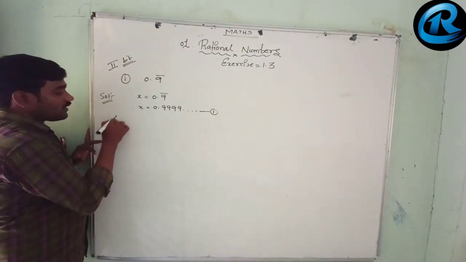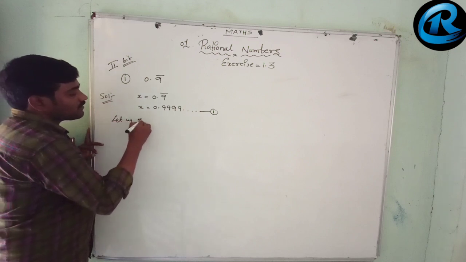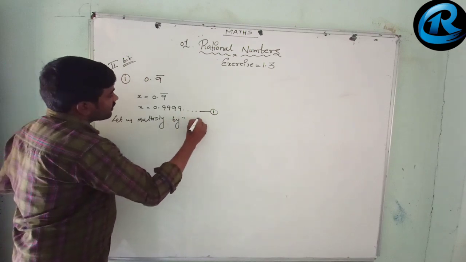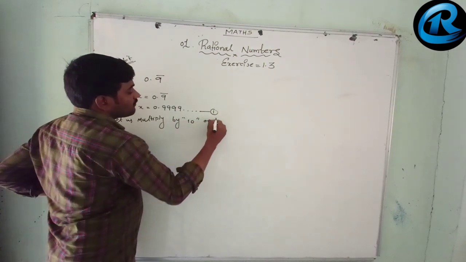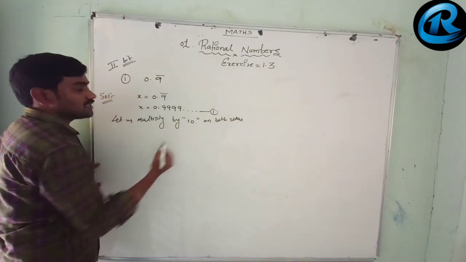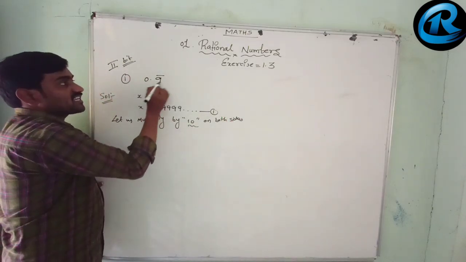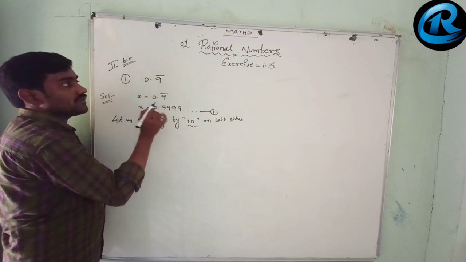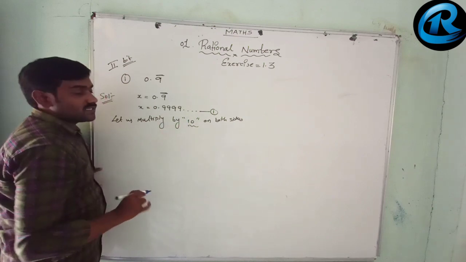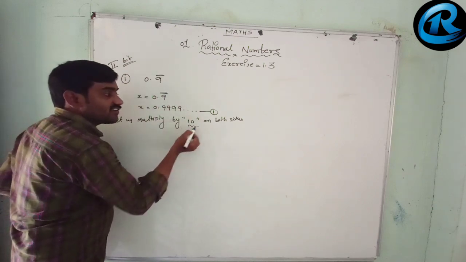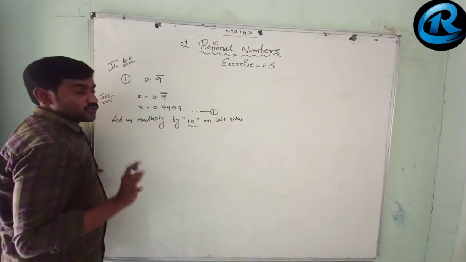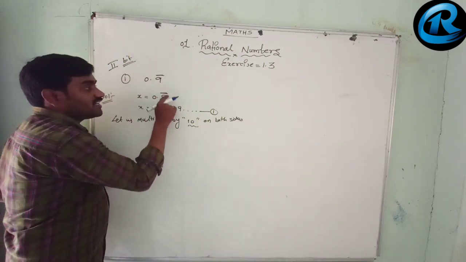Now let us multiply by 10 on both sides. Why multiply by 10 on both sides? Because see here, how many digits contain a bar? Only one digit has a bar. So multiply by 10 on both sides. If 2 digits have a bar, multiply by 100. If 3 digits have a bar, multiply by 1000. You have to look at it that way.